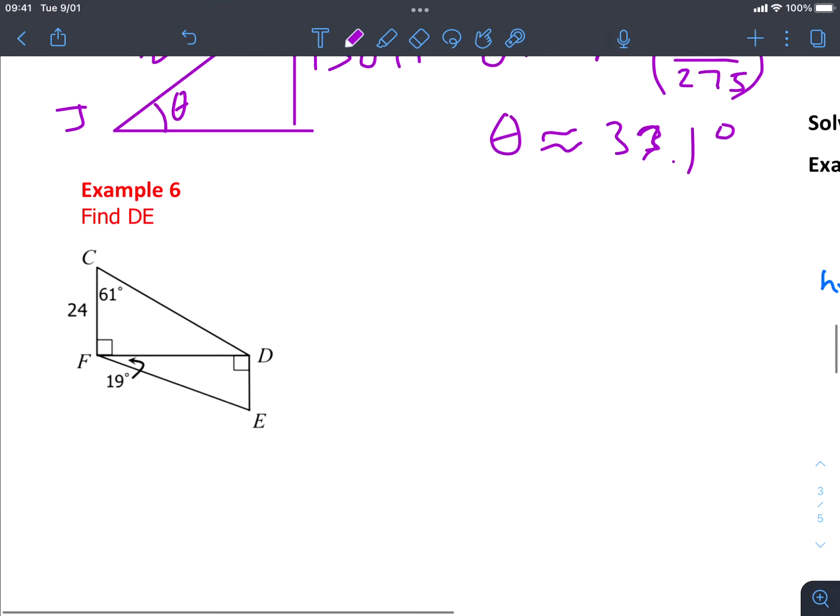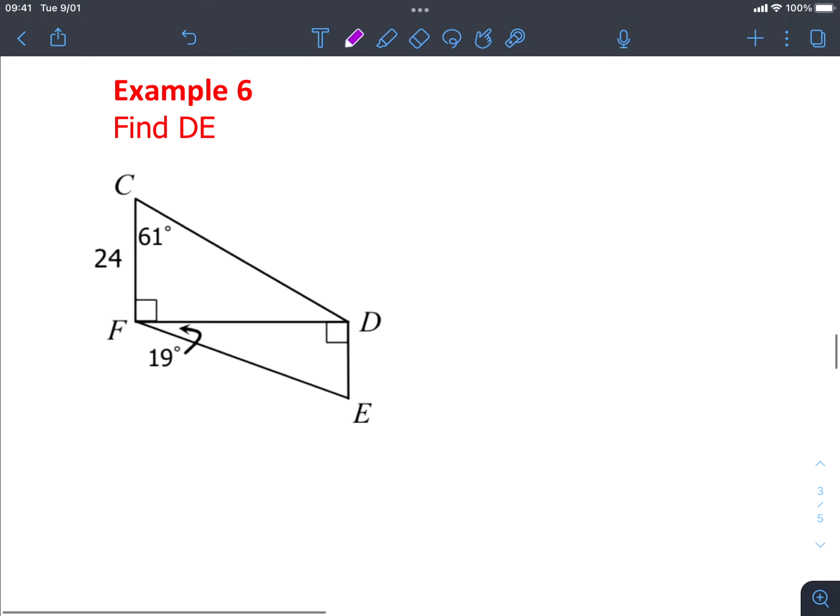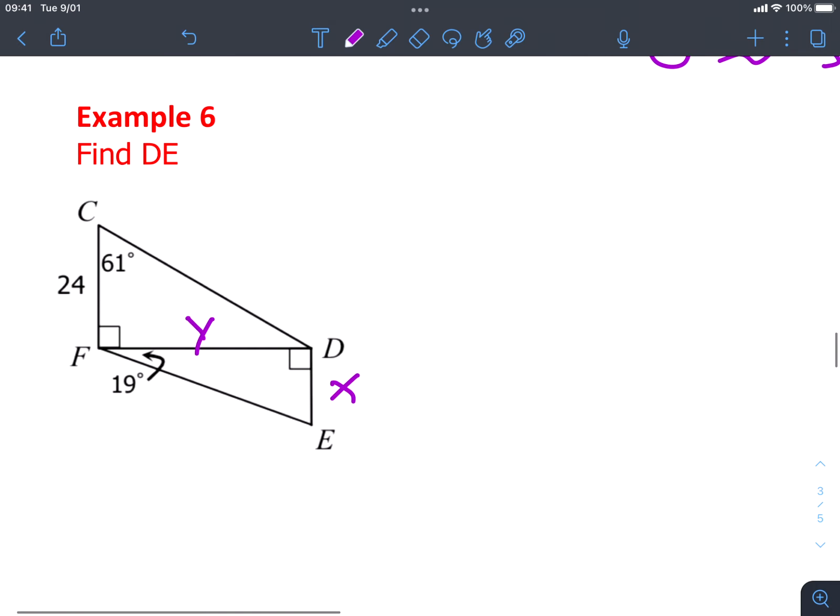Now, this problem may look a little interesting because we have a combination of triangles here. But I want to find DE. I don't know what DE is, but I do know some information. Say that I wanted to find this y here. Well, this y is the opposite side of angle C, which is 61 degrees, and 24 is the adjacent side. So if I have opposite and adjacent, I have tangent. So tangent of 61 degrees is equal to y over 24.